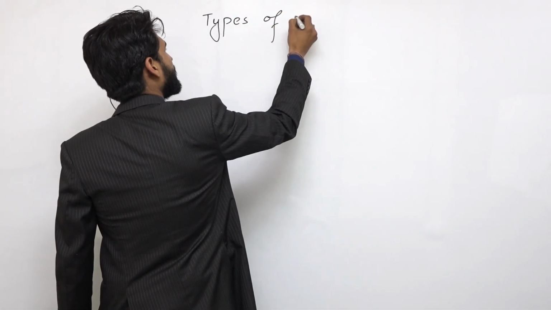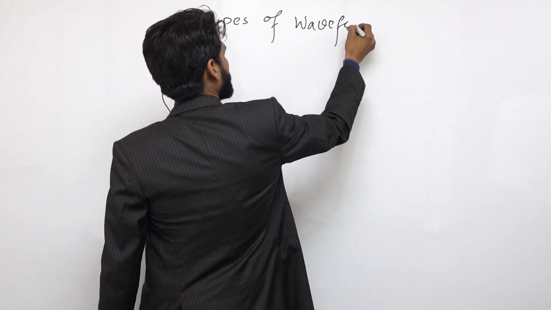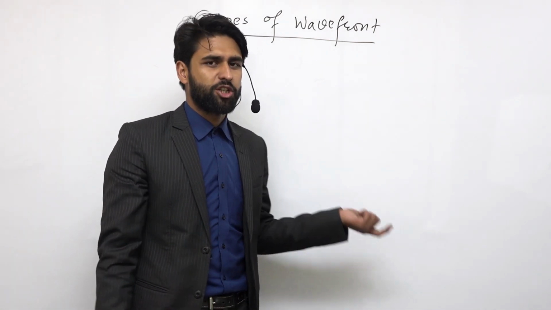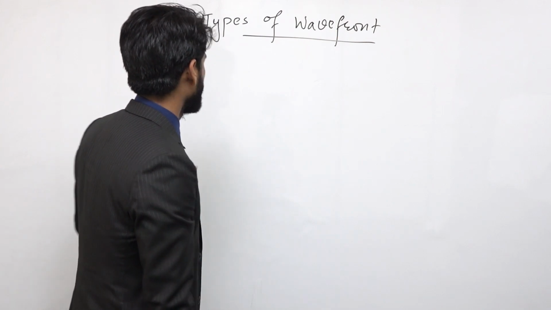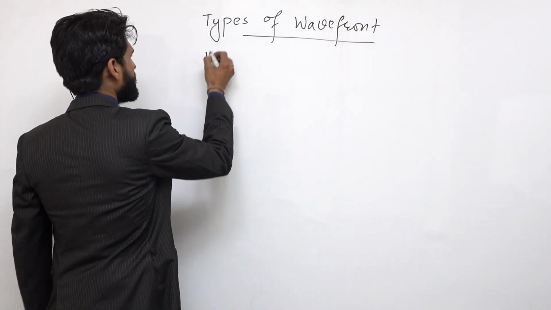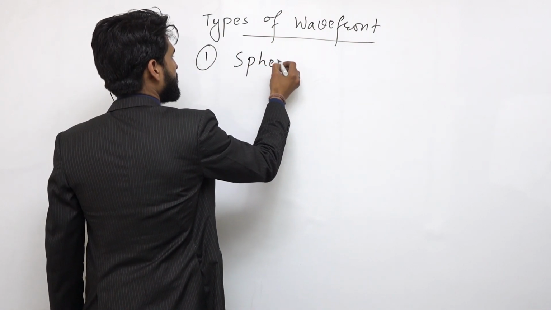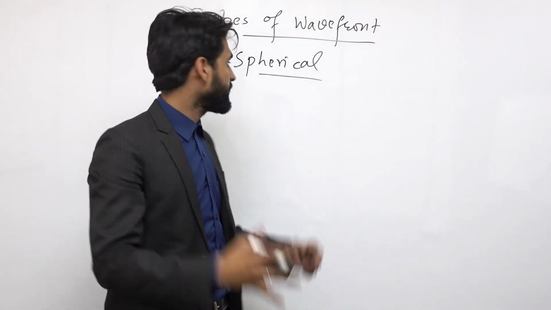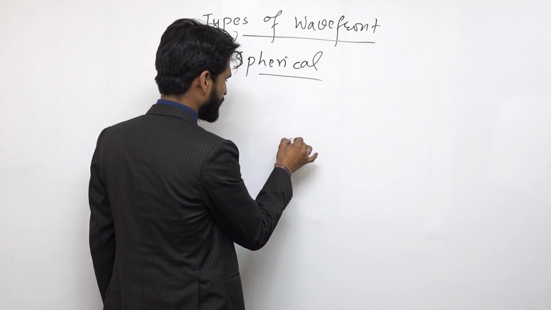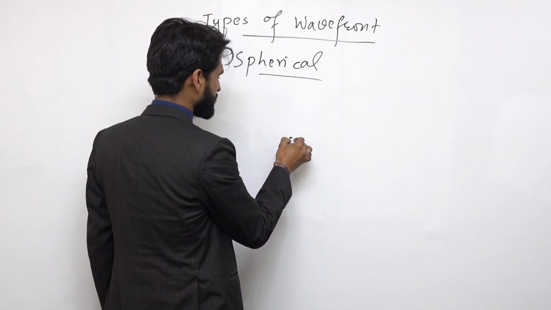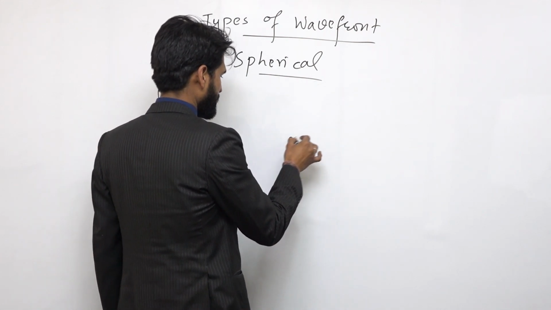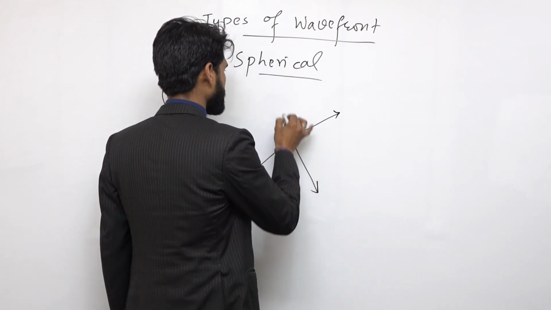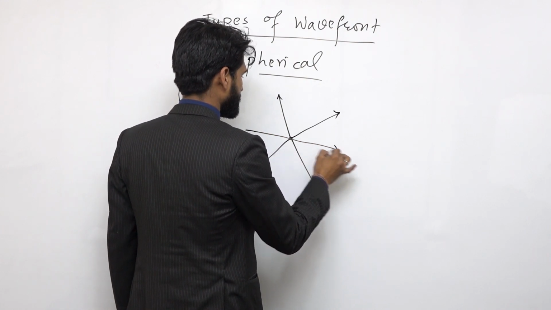Types of wavefront. So we have got here types of wavefront. We have the spherical wavefront, the cylindrical wavefront, and the plane wavefront. The first one is the spherical wavefront. It's a kind of sphere, and spherical wavefronts are generated by point sources. Like if this is the point source, and we consider the vibration in different directions, everywhere, so we have disturbances here.